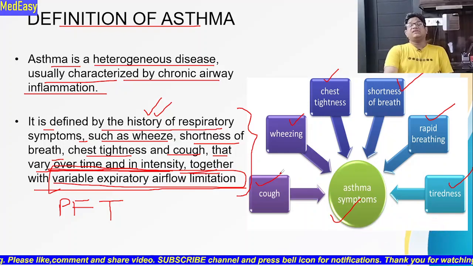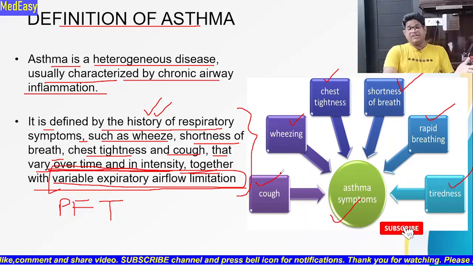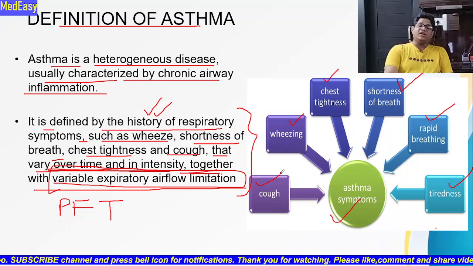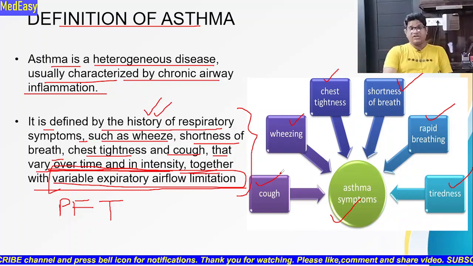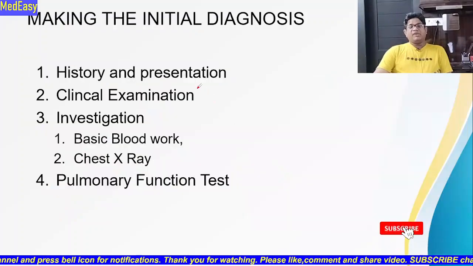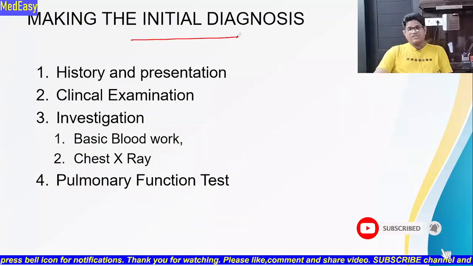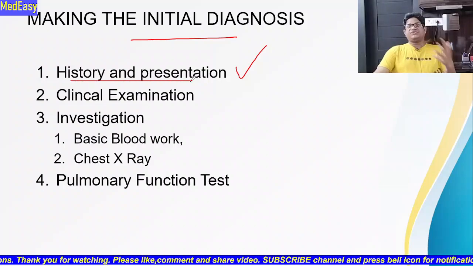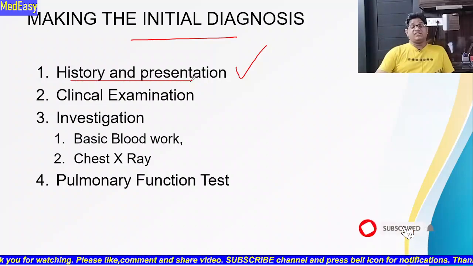And asthma is a disease that can occur in pediatric, adult and geriatric patients also. There is almost no age left out for asthma. Asthma can happen in early age, middle age or late age also. All right. And how to make the initial diagnosis? We all know that, as with every disease, we start the diagnosis from the history and presentation: what the patient's history is and what the clinical presentation is. That is very, very important.